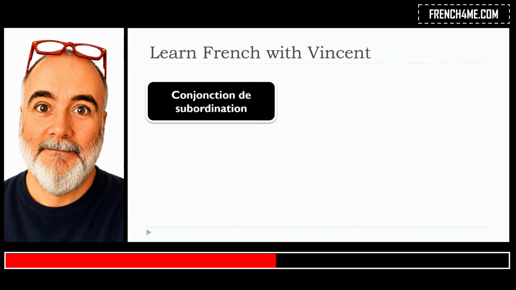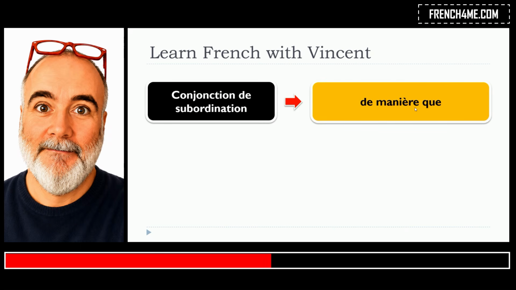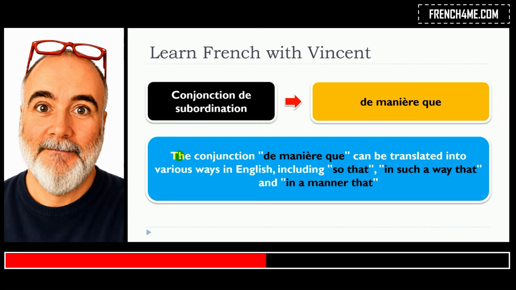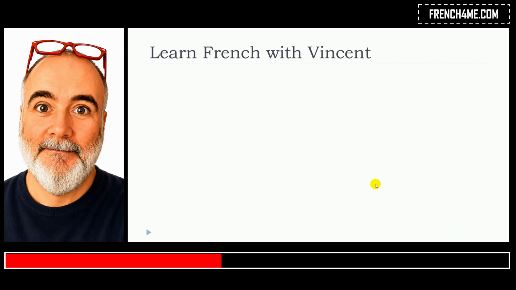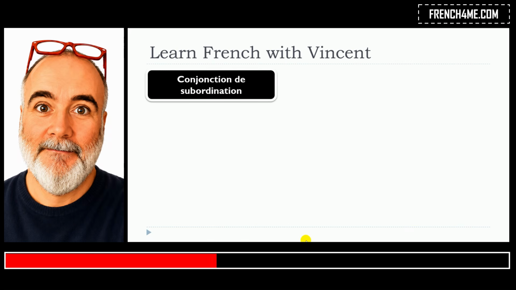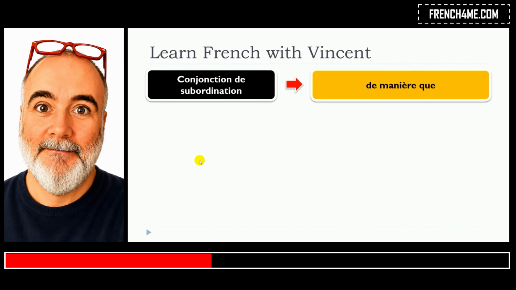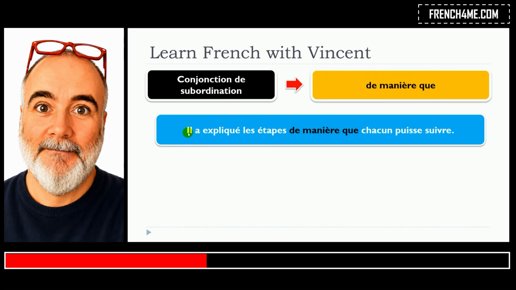So, this lesson is about de manière que, and the conjunction de manière que can be translated into various ways in English, including so that, in such a way that, and in a manner that. So we will see some examples with de manière que.